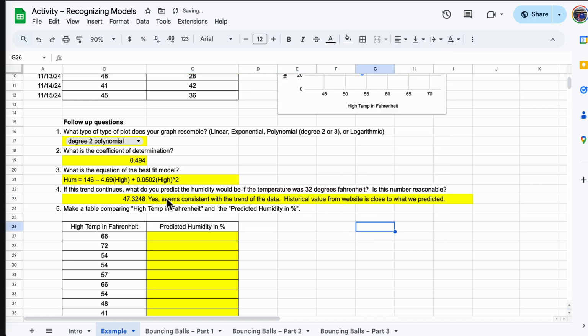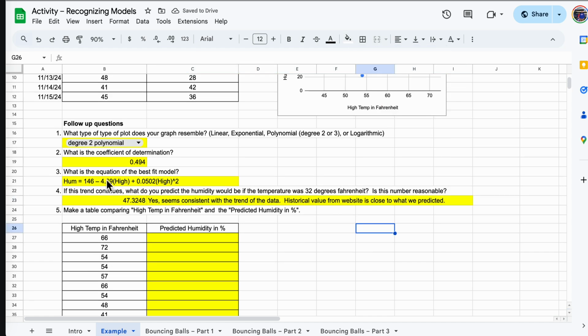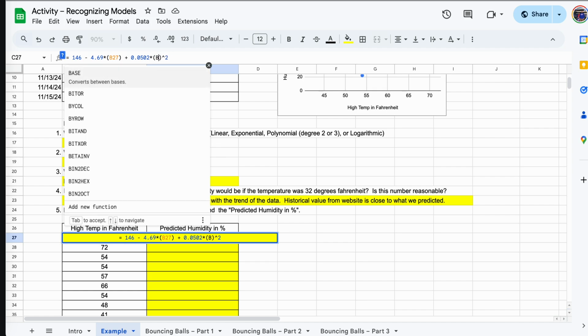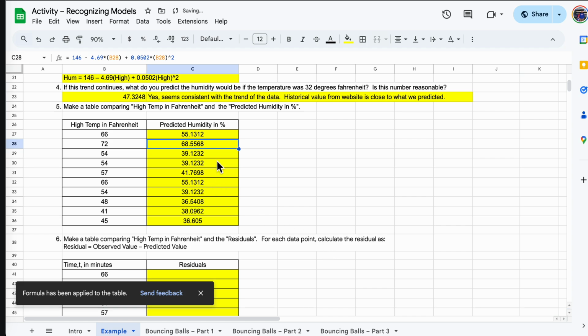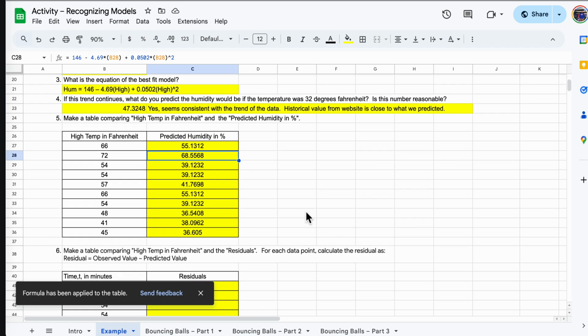Now we want predicted humidities based off of these values. So what I can do is I can take the formula that I used here, put it in here. Instead of 32, I'm going to put in cell B27 here and here. Lock it in, accept it. So these are what my model predicts should have been the temperature.